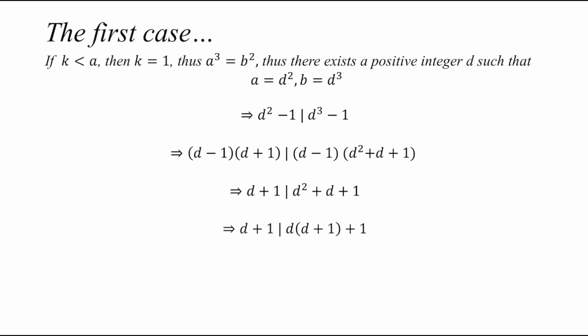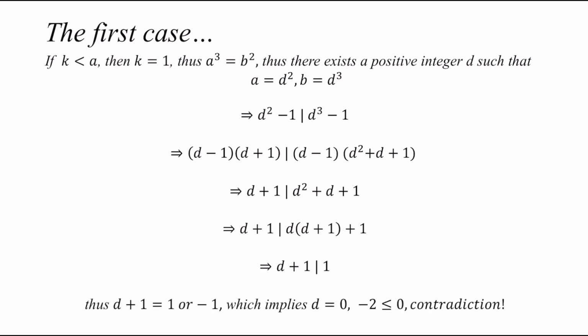Taking the common factor d on the right hand side, we would have d plus 1 divides d times (d plus 1) plus 1, and since d times (d plus 1) is a multiple of d plus 1, this implies d plus 1 divides 1. Therefore, d plus 1 is equal to 1 or negative 1, which implies d is 0 or negative 2, which contradicts d being more than or equal to 0, and thus we have a contradiction.